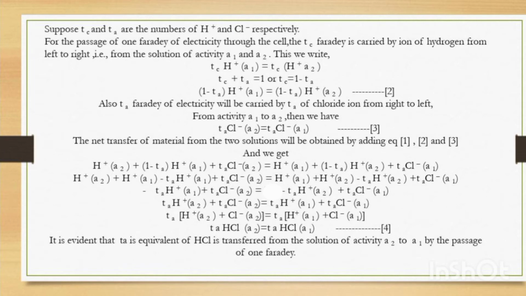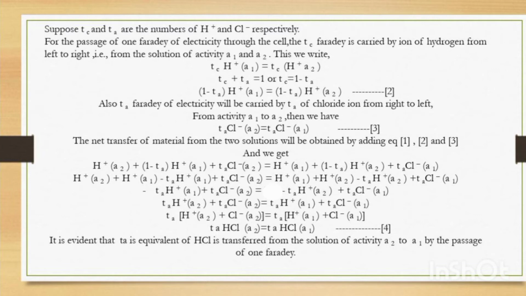In order to obtain the net transfer of material from the two solutions, we add equation 1 from the previous slide, equation number 2 and equation number 3. So we are going to get H plus a1, a2 plus 1 minus Ta H plus a1 plus Ta Cl negative a2 is equal to H plus a1 plus 1 minus Ta H plus a2 plus Ta Cl negative a1. As we know, 1 minus T is nothing but T. So we are going to write H plus a2 plus H plus a1 minus Ta H plus a1 plus Ta Cl negative a2 is equal to H plus a1 plus H plus a2 minus Ta H plus a2 plus Ta Cl negative a1.